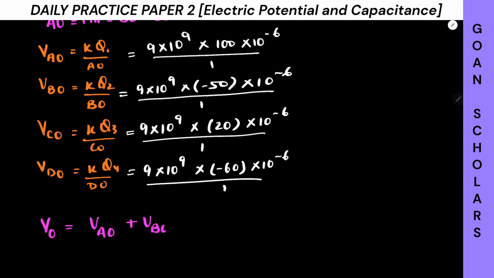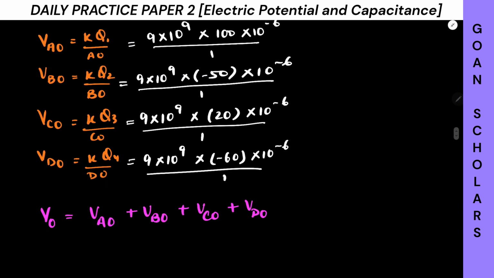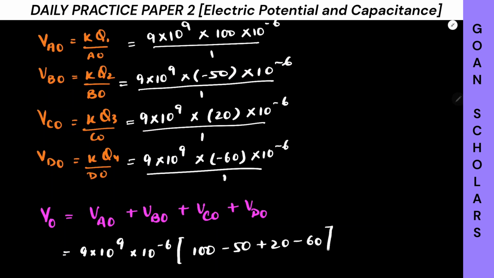VAO, VBO, VCO and VDO. Superposition principle we are using. We are adding directly all the potentials, okay? And we know here what are the common parts. You can see 9 into 10 to the power 9 is common in all the terms, 10 to the power minus 6 is common in all, and upon 1. So upon 1 we can ignore because anyway they are divided by 1, it will not make any difference. So 9 into 10 to the power 9 common, into 10 to the power minus 6 common. We are left with 100 minus 50 plus 20 minus 60.